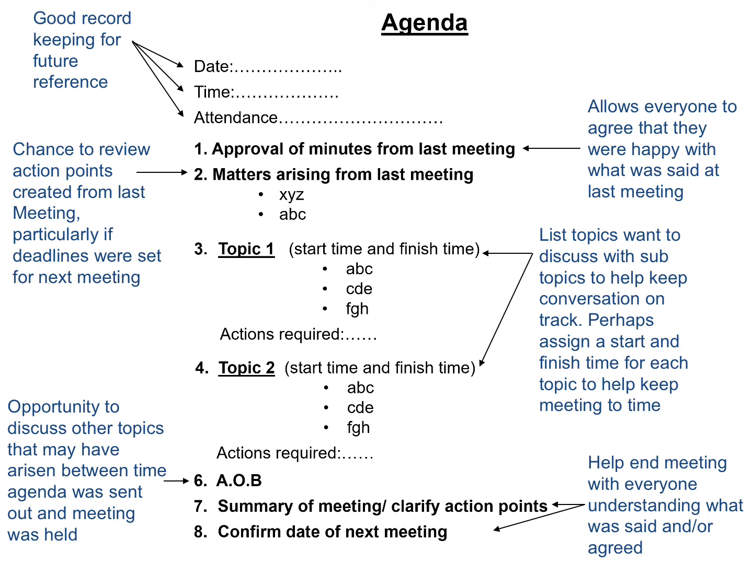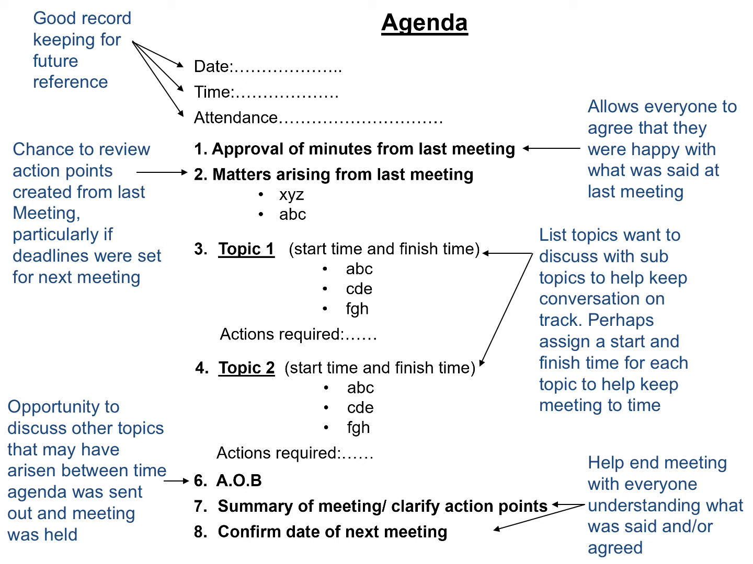So here's just an example of what a typical agenda looks like. It's always good to keep a record of the date, the time and who attended for future reference. You may want to start with approval of minutes from the last meeting. This will just allow everybody to agree that they were happy with what was said in the last meeting. Then you can move on to matters arising from the last meeting. So this is a chance for you to review the action points that were created from the last meeting, particularly if there were deadlines set for the follow-up meeting.